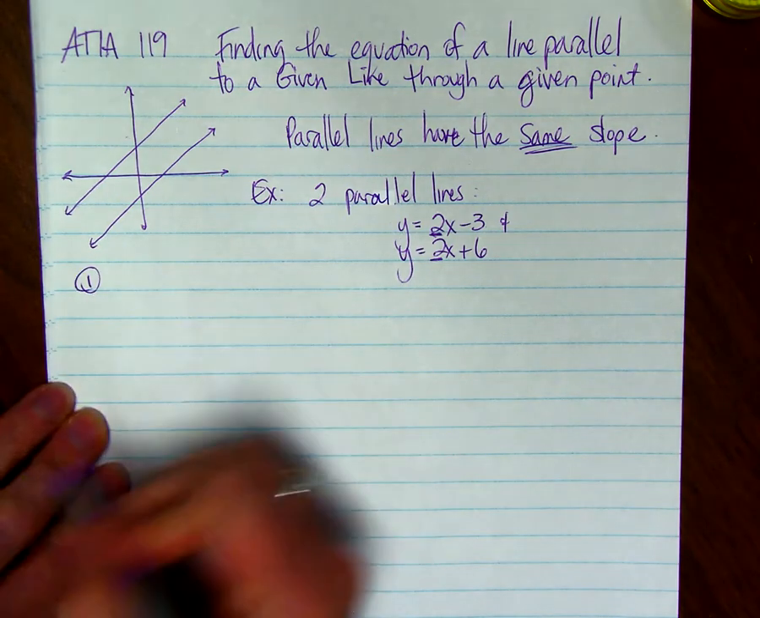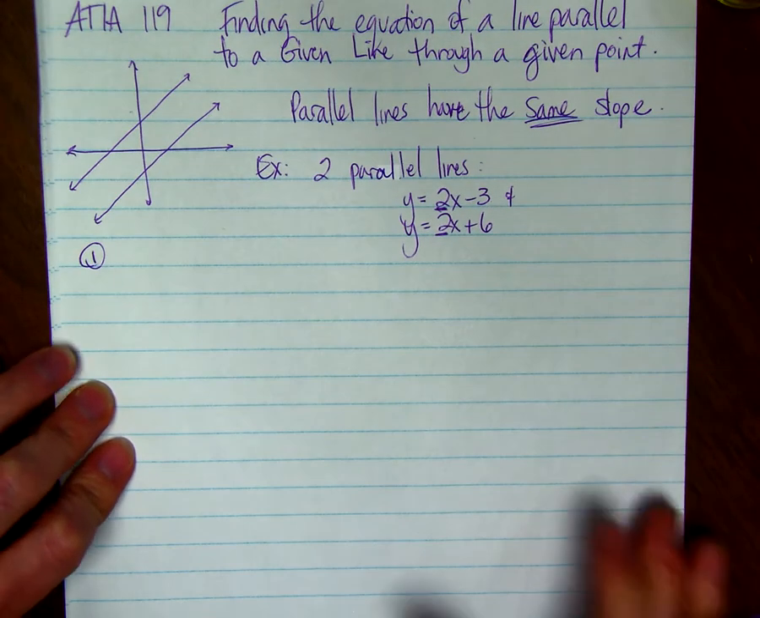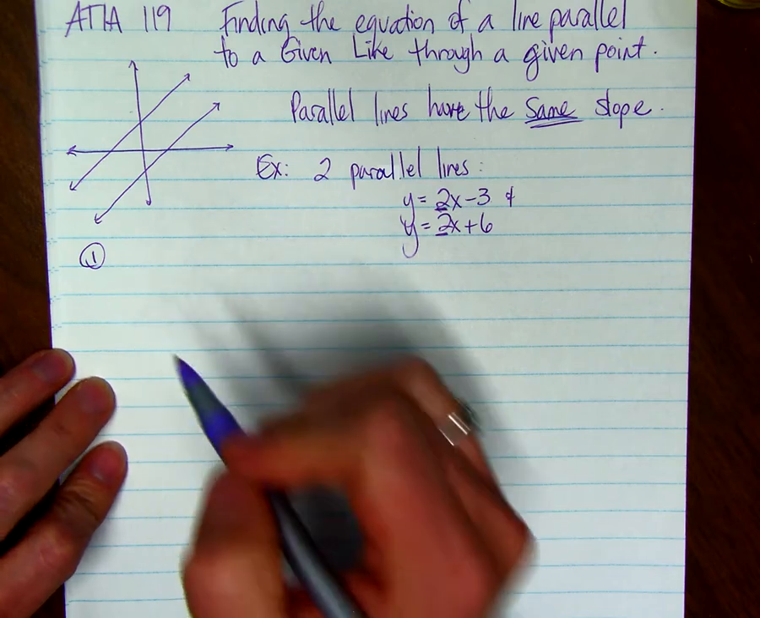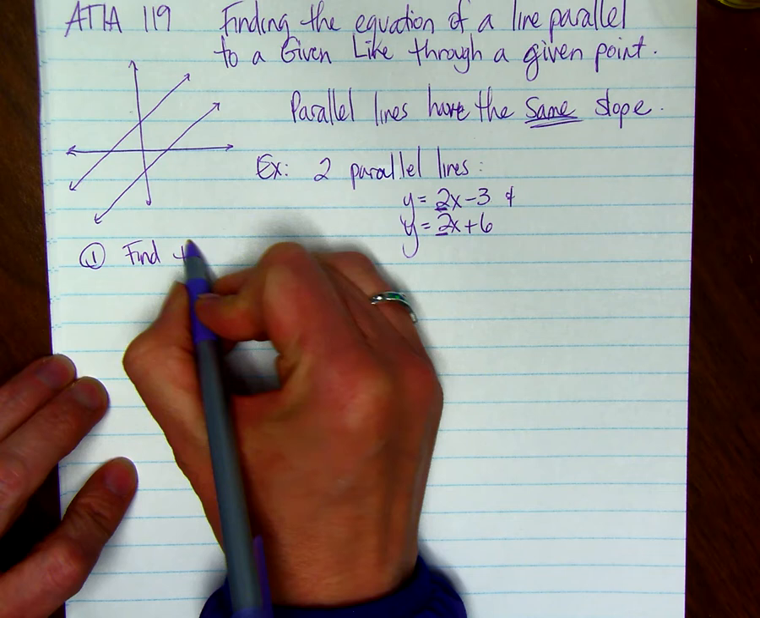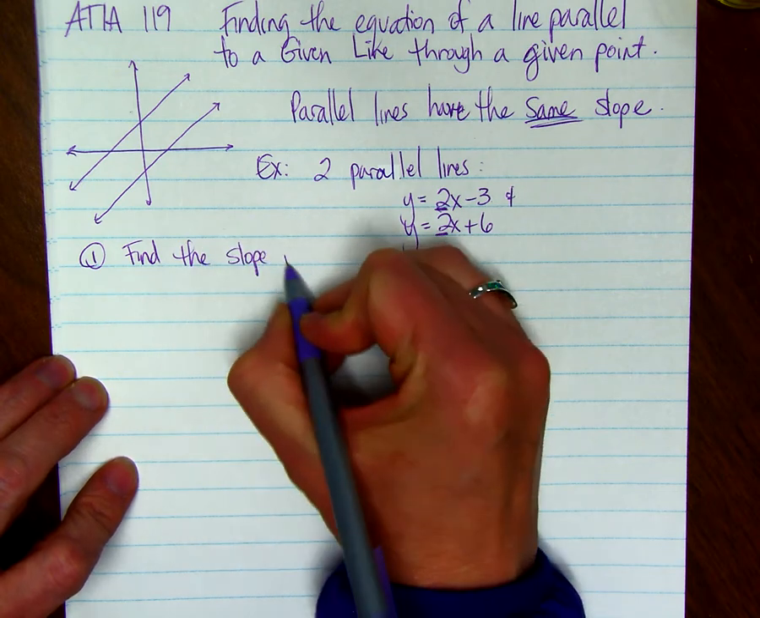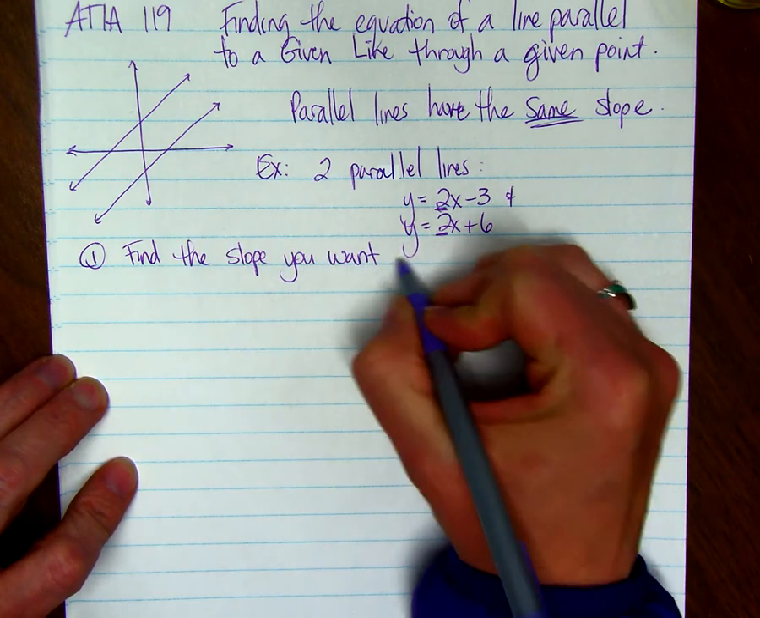So here's how you solve these type of problems. You find the slope of the line you want the line to be parallel to. So first, find the slope you want from the line given.